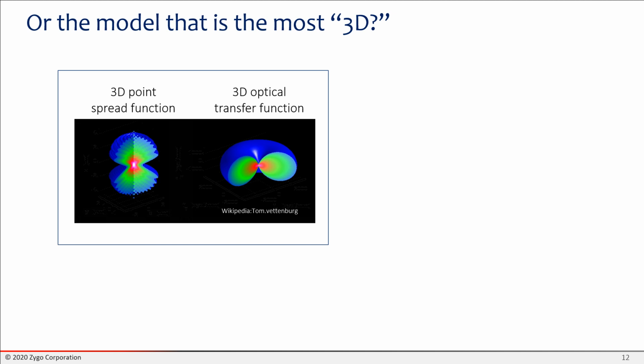Maybe it's the model that has the most 3D aspect. After all, it is a 3D problem. We're looking at surface structures and topography, so that's an XYZ structure. We should probably come up with a model that is 3D inherently.